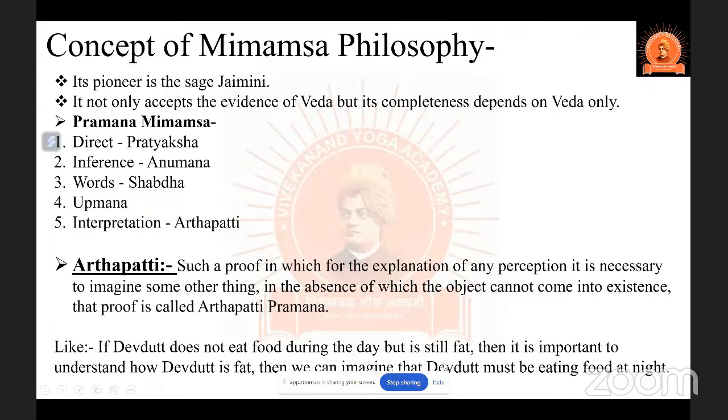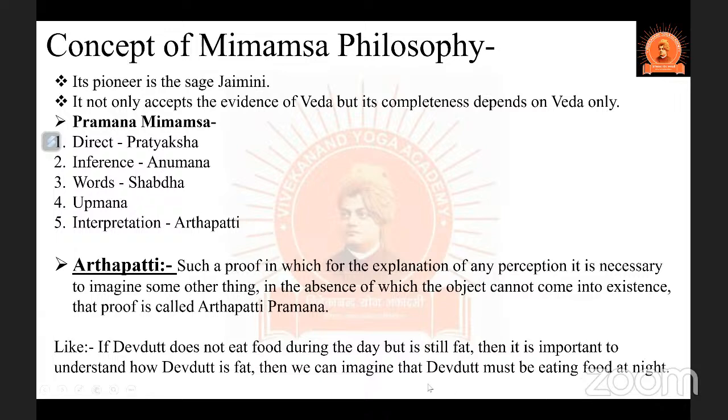So here it is being said that Devdutt is fat, but he is not eating food during the day. This fatness is a constant quality. He's fat or obese, but he's not eating at daytime. Then it is important to understand how Devdutt is fat. If he's not eating during the day, how will he be fat? Then we can imagine that automatically he should be eating at night.